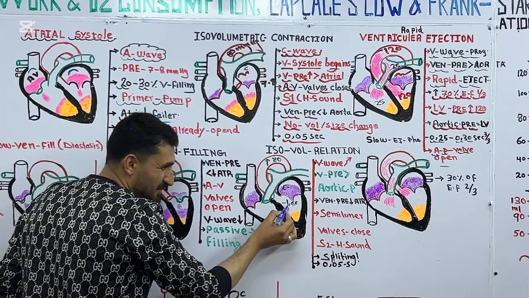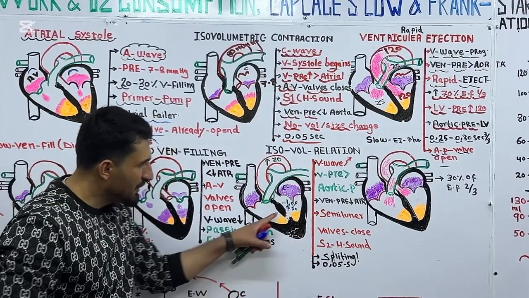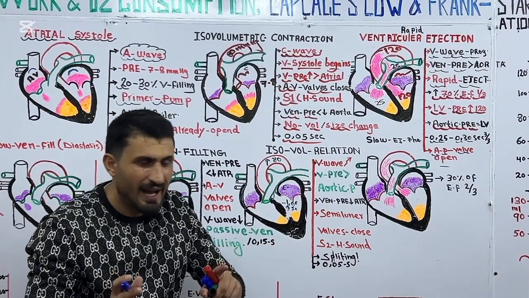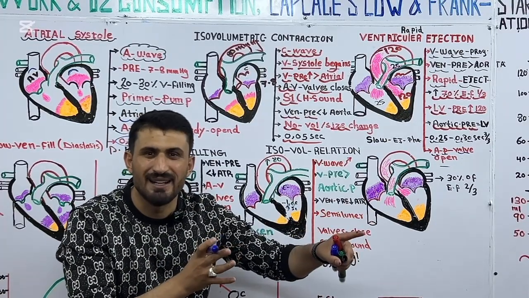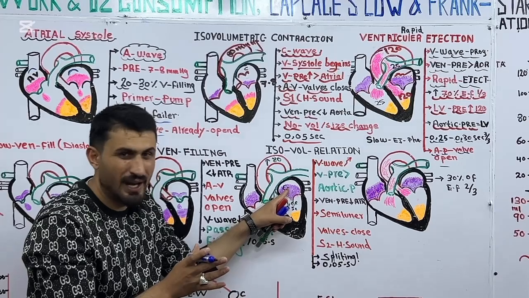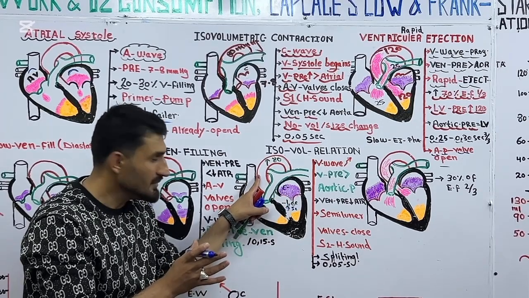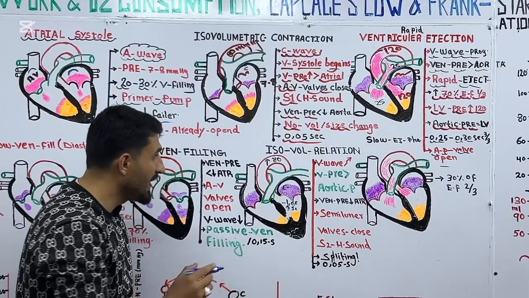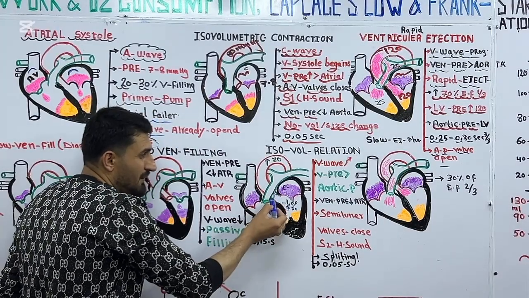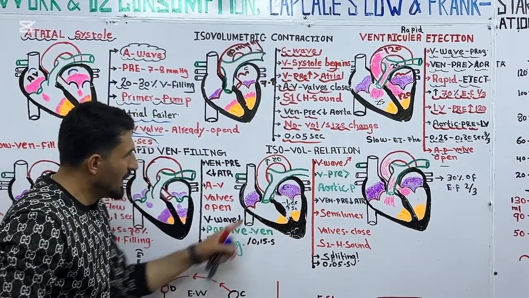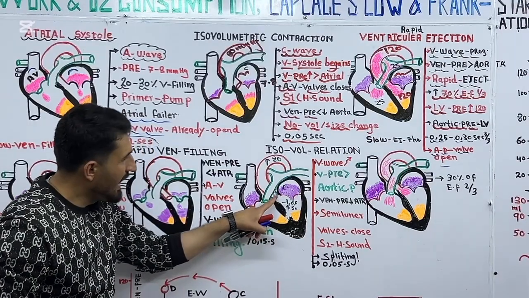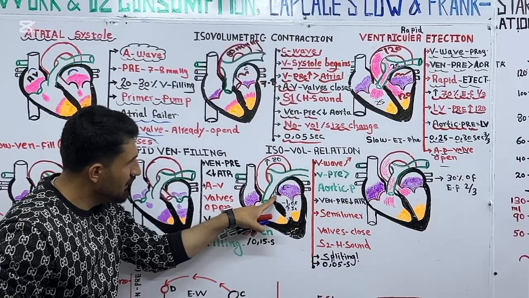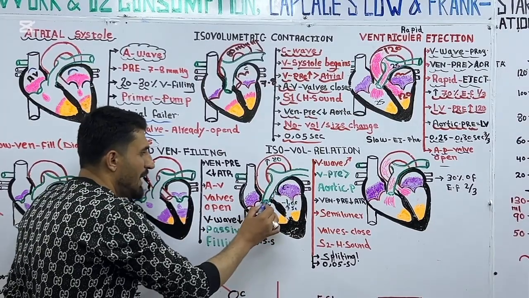So here the pressure in the left ventricle is now between 6 and 79. It is less than the aorta and more than the atria, so now this valve will be closed. Which valve? The semilunar valve: the aortic valve on the left side, and the pulmonary valve on the right side.